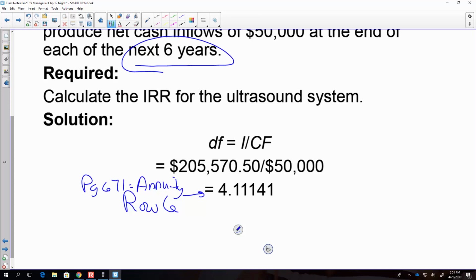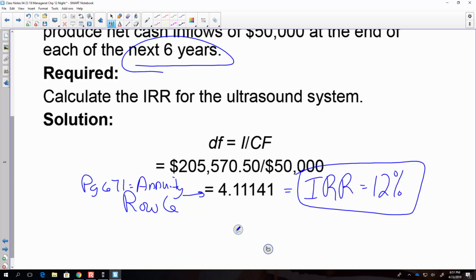4%, 12%. Does everybody see 12%? So this equates to an internal rate of return of 12%. That's how you use the tables to find that number.